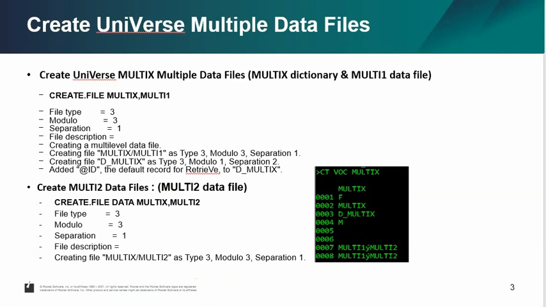Very simple. Basically, you just use the CREATE.FILE command to create multi-x, comma, multi1. You can specify type, modulo, separation. Then the first one is created, and you create the second one. Basically, you just need to create the data file multi-x, comma, multi2. Then the same thing: you specify the file type, modulo, and separation.